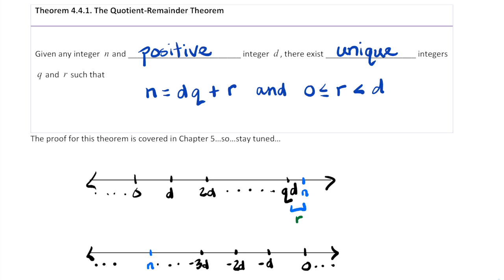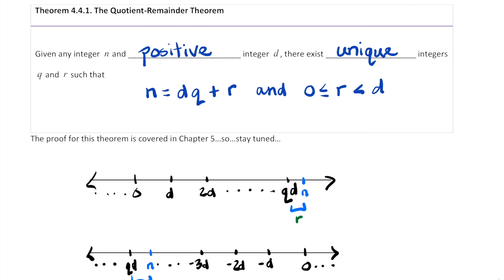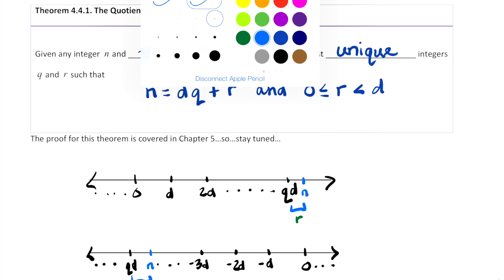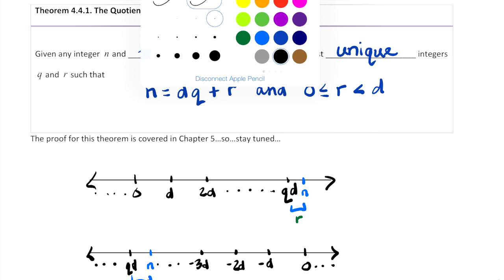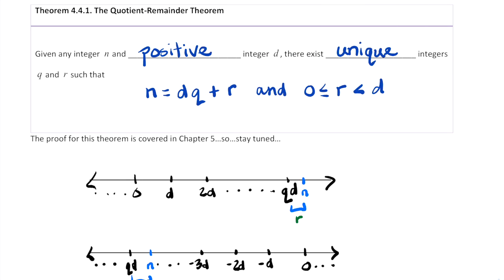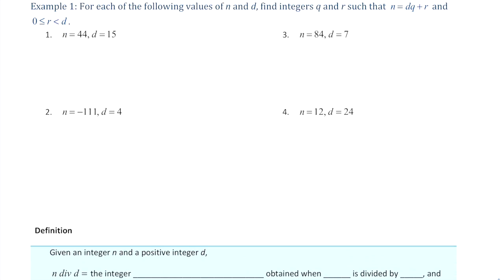So what we're going to do is we're going to have Q times D be somewhere over here. So, again, what do we get over here? That ends up being our positive remainder R. Whoops. I was doing that in green, wasn't I? Okay, cool so far? Moving right along, let's do a couple of examples, all right?